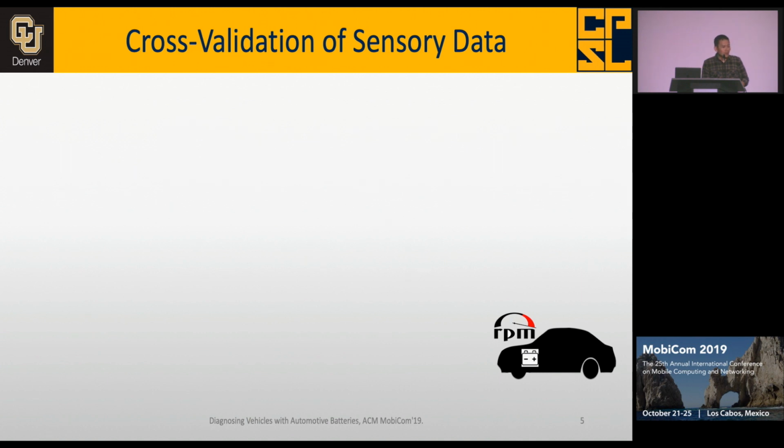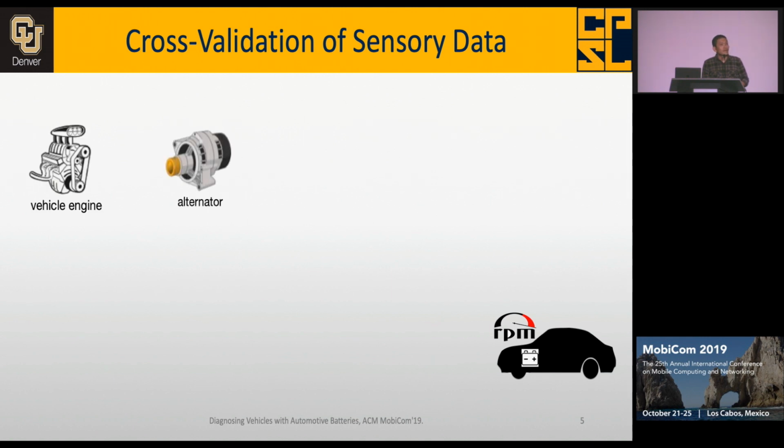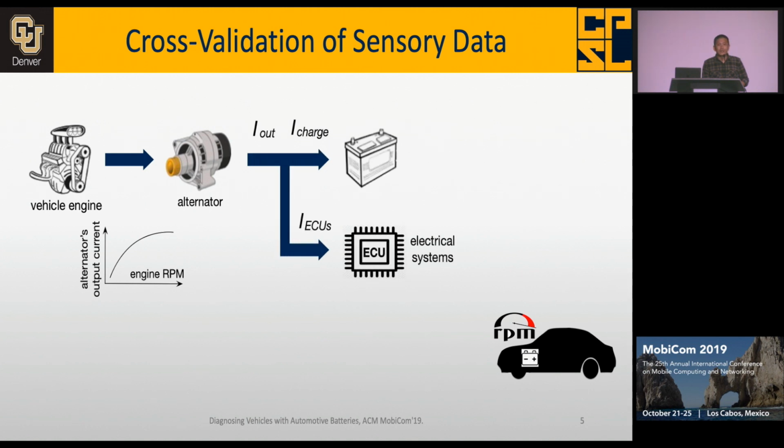Okay, we have a car, and of course we have the engine. And this alternator will generate power. A larger RPM means more power generated by the alternator. And then once the power is generated by the alternator, the power will go through two directions. The first one is, of course, like when we are driving, we turn on air conditioning, we turn on the light. Okay, that's the power consumption part.